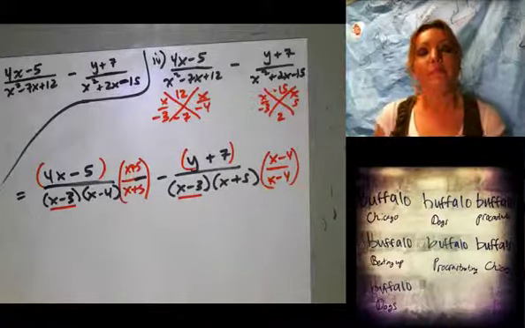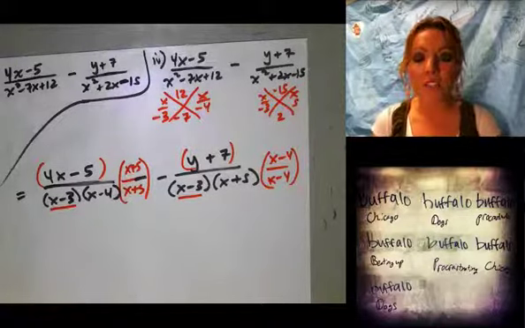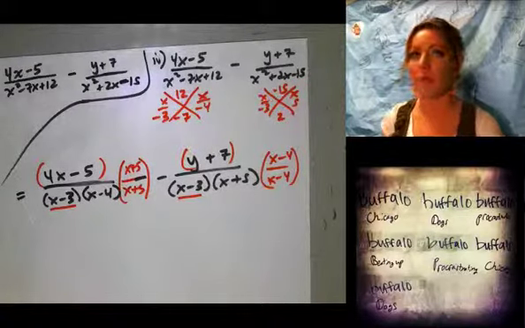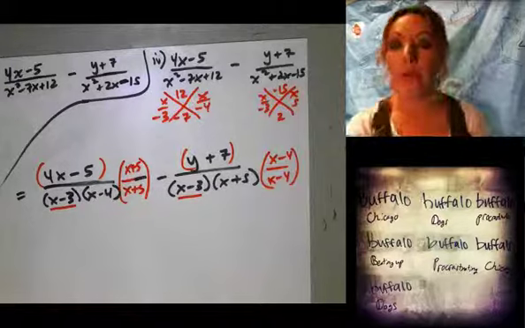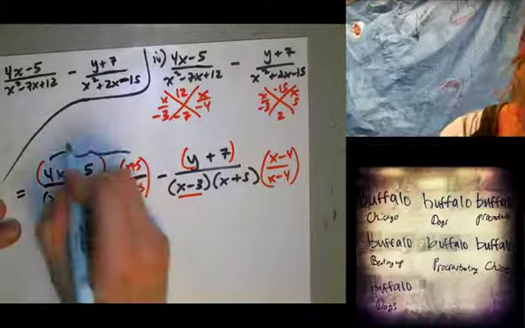On the top, we've got 4x minus 5 times x plus 5. That is multiplying a binomial by a binomial. How do we do that? You do that Foil or the box. Good.